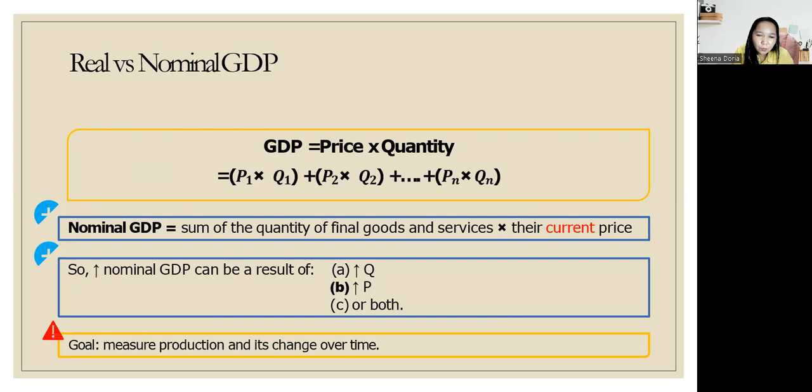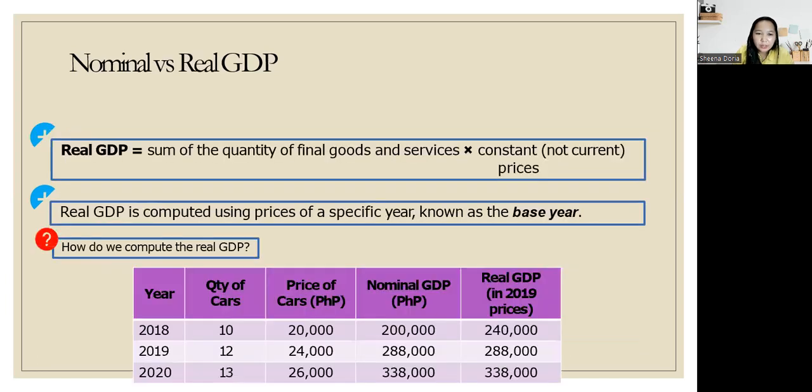Okay, so ang goal natin is to measure production and its change over time. Kaya ibig sabihin, hindi sapat yung nominal GDP kasi ang ginagamit natin is yung current price. So, more appropriate to use instead of nominal GDP is your real GDP. Ito naman is the sum of the quantity of final goods and services which is constant, not current prices. This is computed using prices of a specific year known as the base year.